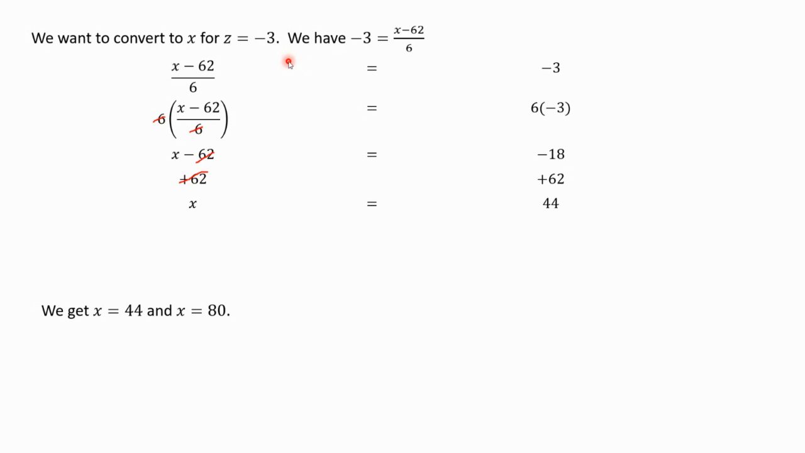So if a dog's weight is less than 44 or bigger than 80 pounds, then that dog's weight is unusual. An expected weight, so to say, is between the two. Any questions on this?